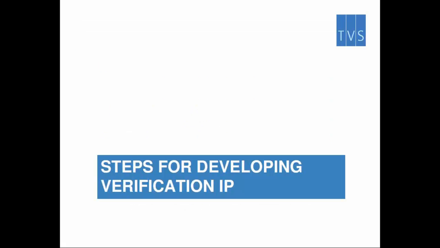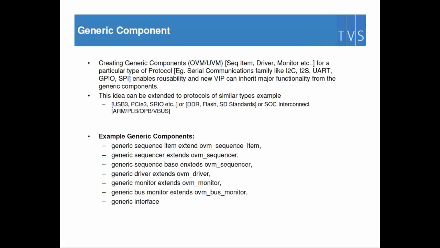So let's go ahead with the steps that are needed for developing a verification IP. Here, what is preferable is defining a generic component. Generic components would be like a sequence item, a driver, a monitor. So why do we call it generic? It's because, let's say, for similar protocols like a communication family such as I2C, I2S, UART, GPIO and SPI, these protocols have a similar sort of interface.